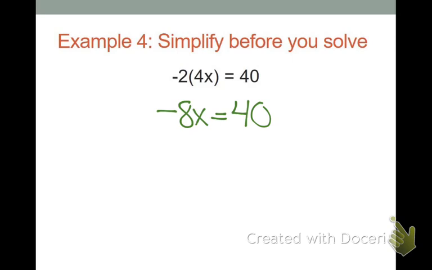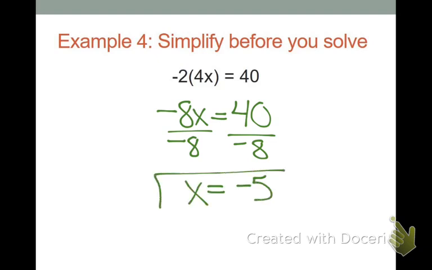So how would I solve for x? Divide by negative 8. You agree? Yes. Mara, you agree? Divide both sides by negative 8. And what's my answer? x equals negative 5. And then again, when I check it, I can plug it back into the original. 4 times negative 5 is negative 20, and negative 20 times negative 2 is positive 40.